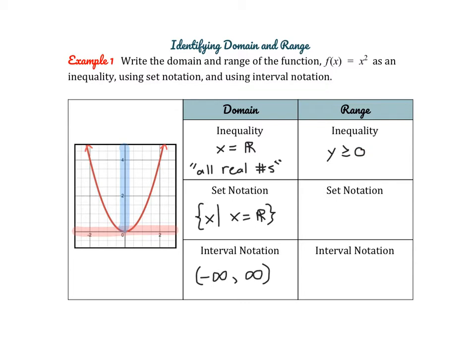For set notation, we'll do our bracket, and then we say y such that y is greater than or equal to zero. And then for interval notation, remember we do lower boundary and then upper boundary. Here our lower boundary is zero. That's the lowest possible number that's included. And since it is included, we're going to do a square bracket. It's part of our range. Now, since our graph goes up forever, our upper boundary is actually infinity. And remember, we never include infinity, so we're going to use a rounded bracket. So these are three different ways to write the range of this function.